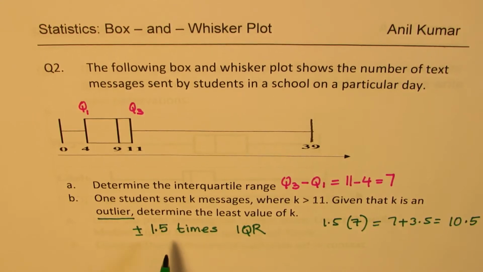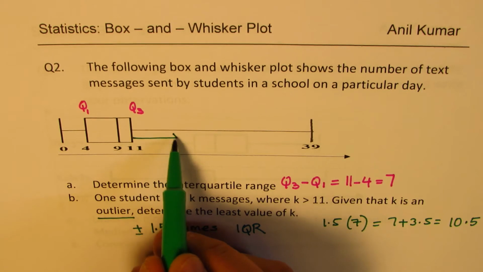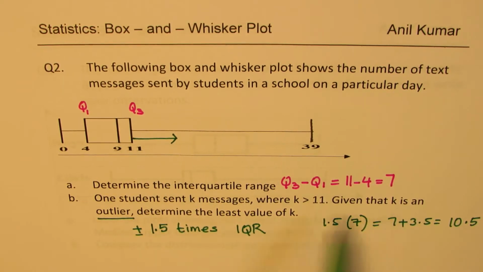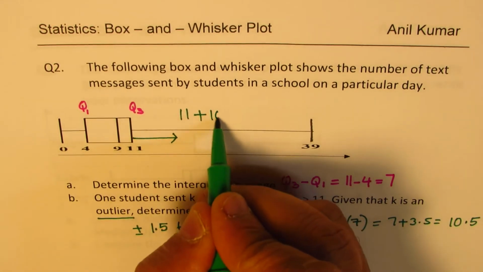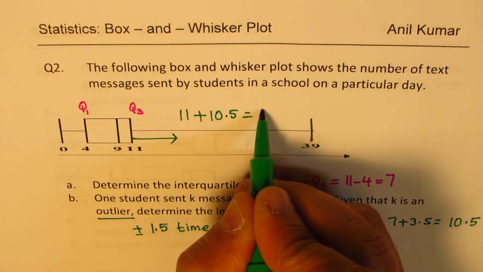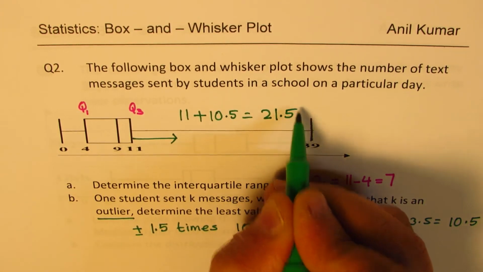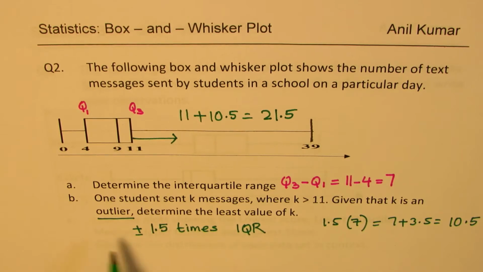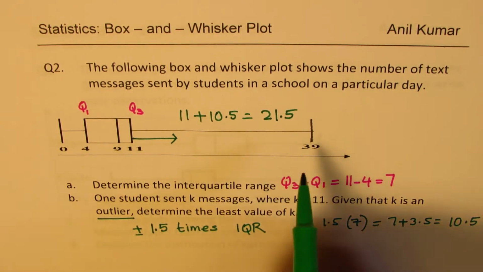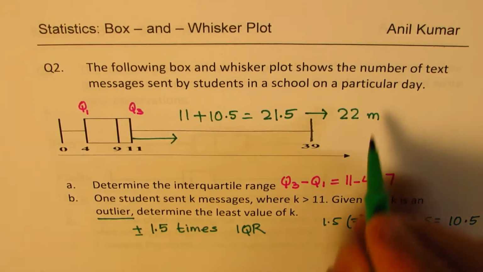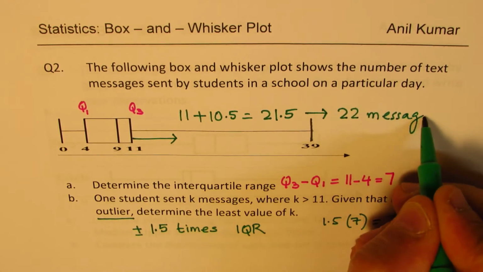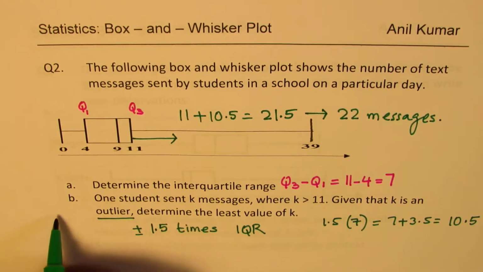Is it okay? So when we say one student sent k messages where k is greater than 11, that means we are on this side, correct? Given that k is an outlier, that means it has to be 11 plus 10.5. Is that clear? So that gives you 21.5. Now see, when we are talking about messages, we cannot send half a message, so that has to be rounded up to 22 messages. Does it make sense? So therefore, the answer for B is 22.